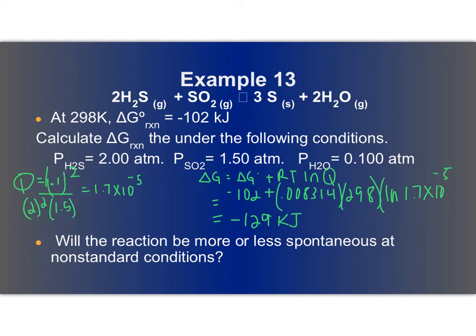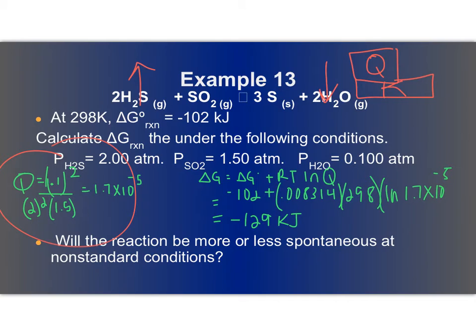Example 13 is just like the last two problems. We are at non-standard conditions, so the first thing we're going to do is calculate Q. Notice that the products are decreasing in concentration and the reactants are increasing in concentration, giving us a Q that is going to be less than K. We would assume the reaction will proceed to the right in order for Q to match up to K.